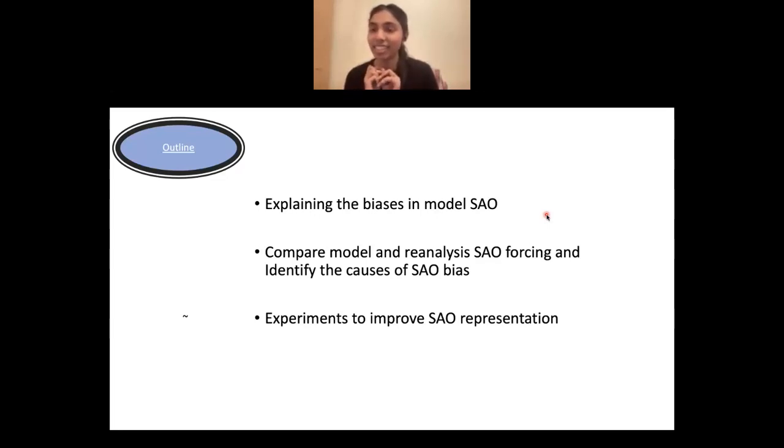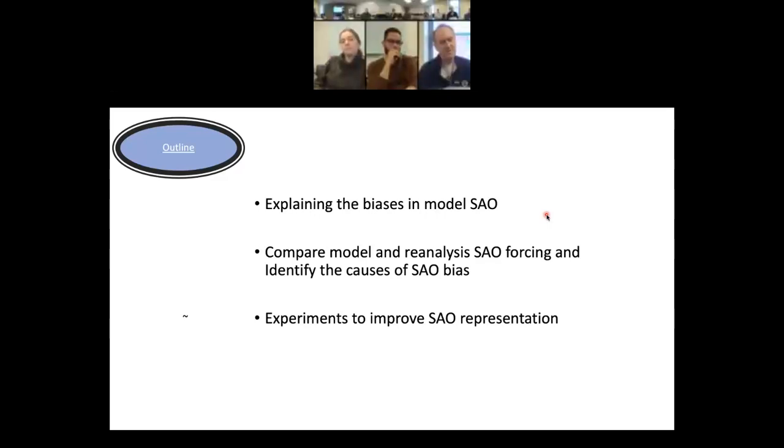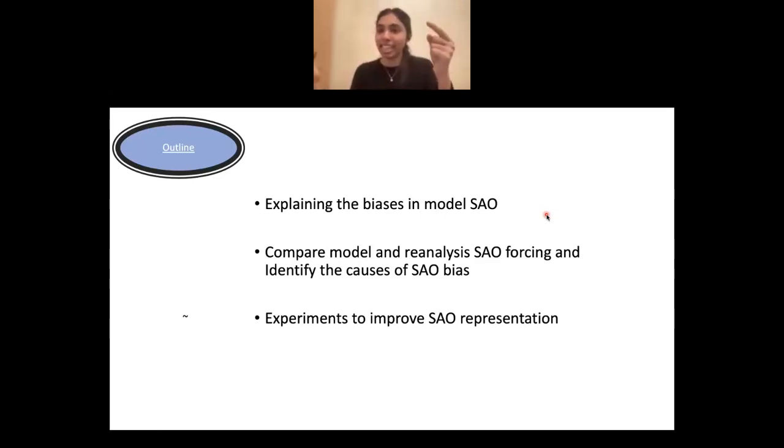I guess what I'm wondering is why this doesn't happen in the QBO. Why is the Brewer-Dobson circulation not able to impose a shorter period in the way that it does for the SAO? The meridional branch of the Brewer-Dobson circulation happens at these higher altitudes, not at the QBO altitudes. I think it depends on where the planetary waves break in the higher latitudes. Depending on that, the Brewer-Dobson circulation will be modified, and this meridional branch is happening at the altitudes of the SAO, I think. Okay, thank you.